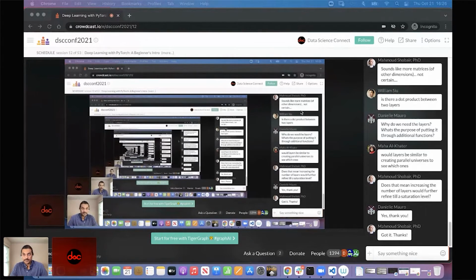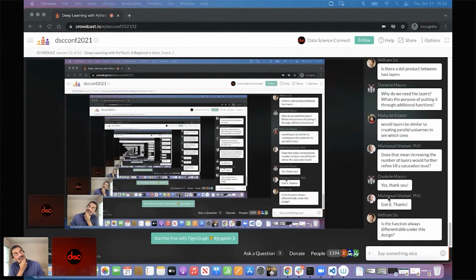And then Maha asked a question. She said, would layers be similar to creating parallel universes to see which ones? Yeah, that was an interesting analogy, like Rick and Morty. Anyway, I would have to know more, Maha. I'm not really sure how to answer that. Would layers be similar? I don't think it's parallel. I interpret it more as further data processing.